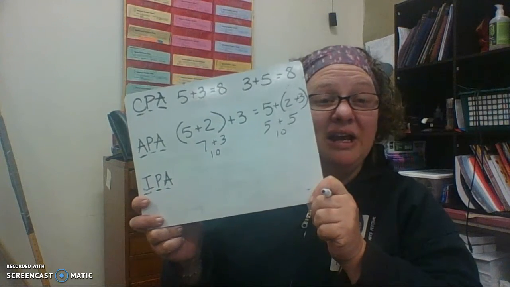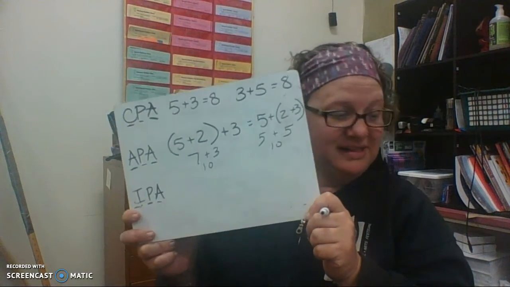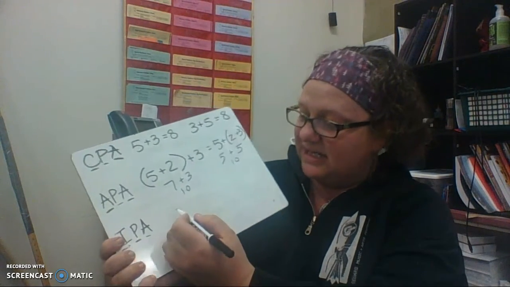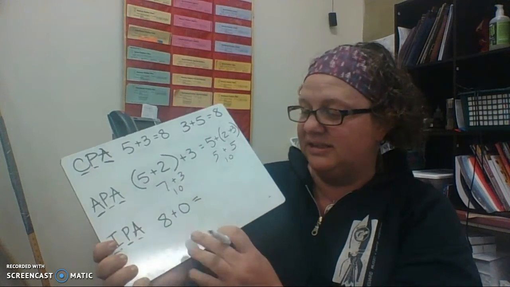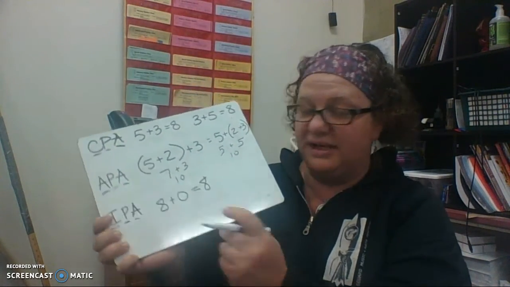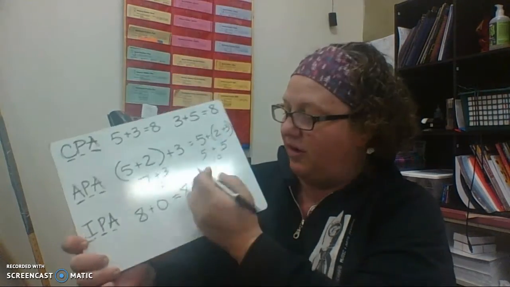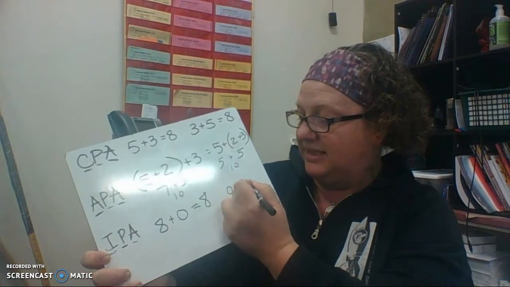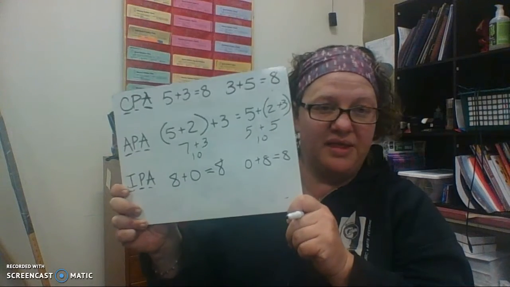And lastly, we have the IPA, and the IPA is the identity property, and the identity property deals with the 0, because the 0 basically states that it's identifying the other number in the problem, because 0 plus anything, or anything plus 0, equals itself. Okay, and this also works just like the CPA, where you could go 0 plus 8 equals 8, either way. But the identity property deals with that 0.